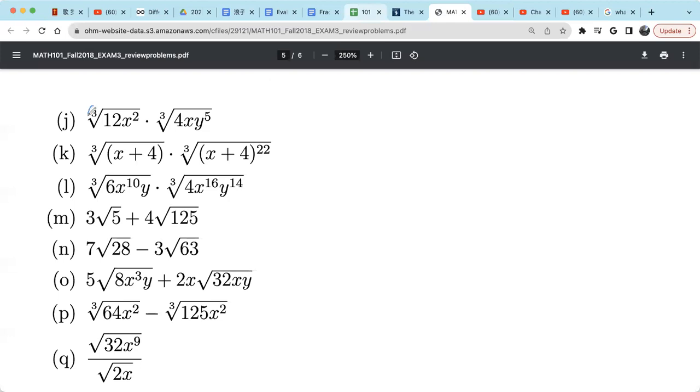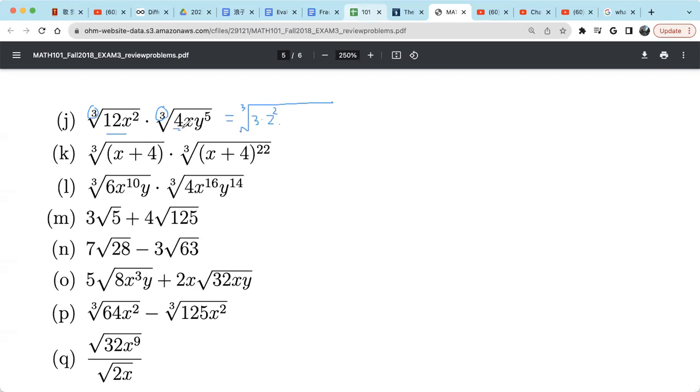For J, we have index 3, same index. We just put everything under the same index. We have 12 times 4. Now we're looking for the power to raise to the power 3 or 6, so on and so forth. So 12 is 3 times 4, right? So 3 times 4. 4 is 2 squared.